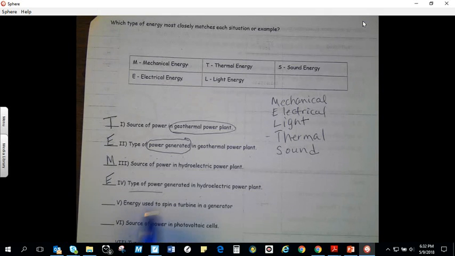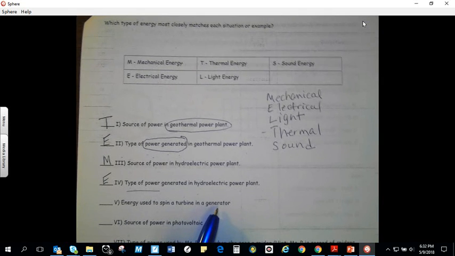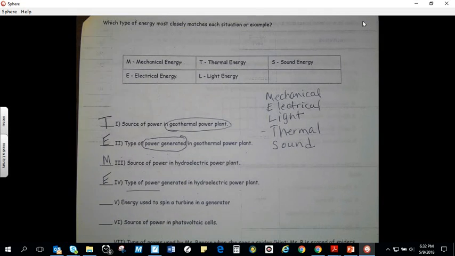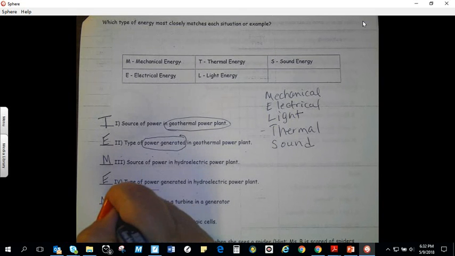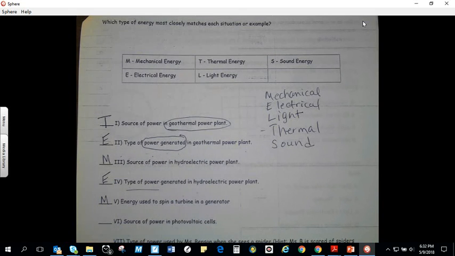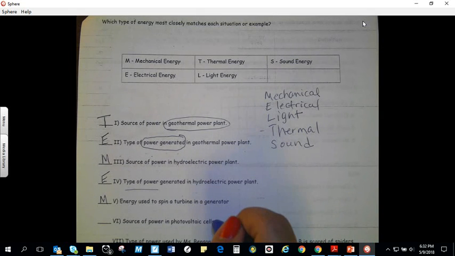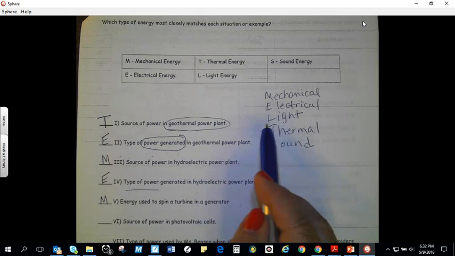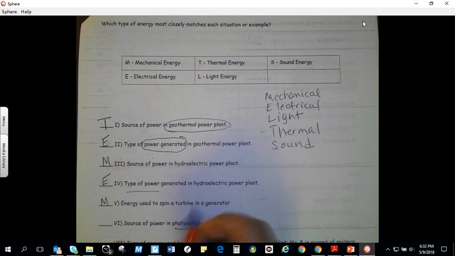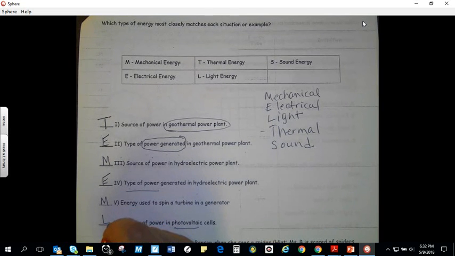Energy used to spin a turbine in a generator. So if we look at it, that wind is turning it, so that's going to be mechanical. Now the source of power in photovoltaic cells, okay, that's going to be light, so that gives you light energy.